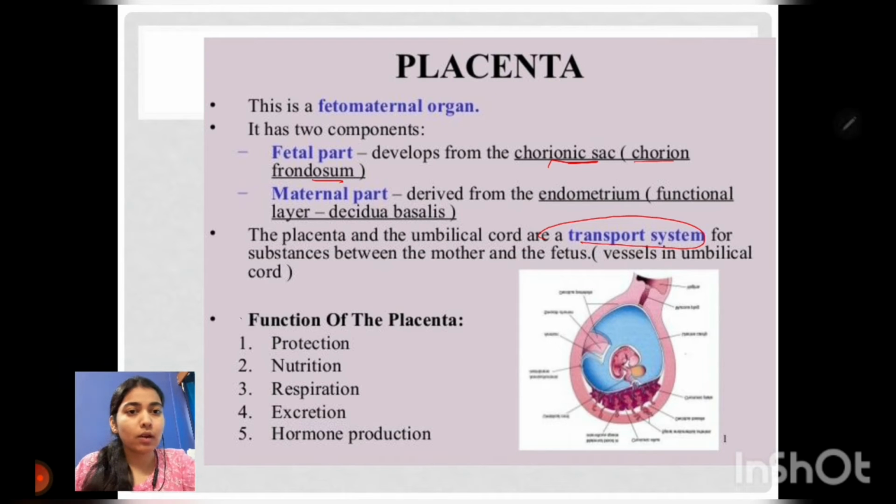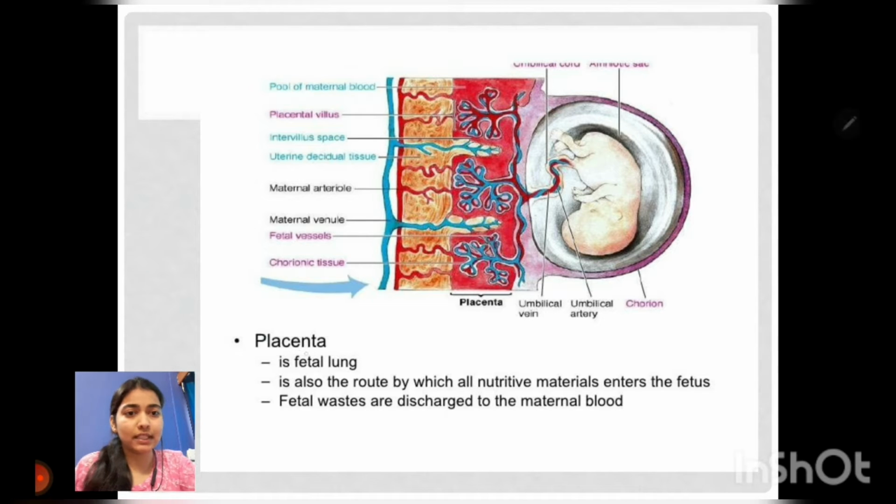And the functions of placenta: protection of the baby, nutrition of the baby, where nutrients are transported across the umbilical vessels, and for respiration, excretion, and hormone production. The placenta is a very important thing, you all know. Now, placenta is also known as the fetal lung, and is also the route by which all the nutritive material enters the fetus and fetal waste is discharged into the maternal blood via the placenta.